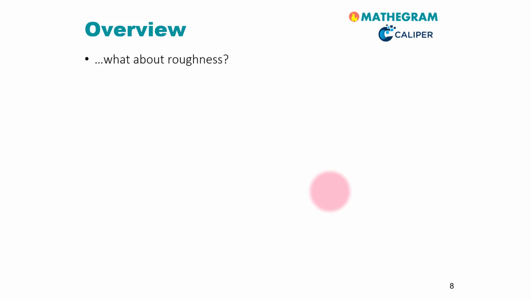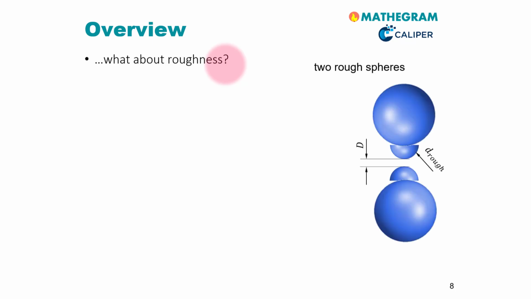Next, there is an important question. What about roughness? Does it matter whether particles are smooth or have surface asperities, so are rough? Let us therefore look at this idealized picture of rough particles. Here we have particles with a main diameter dp and a roughness diameter d rough.